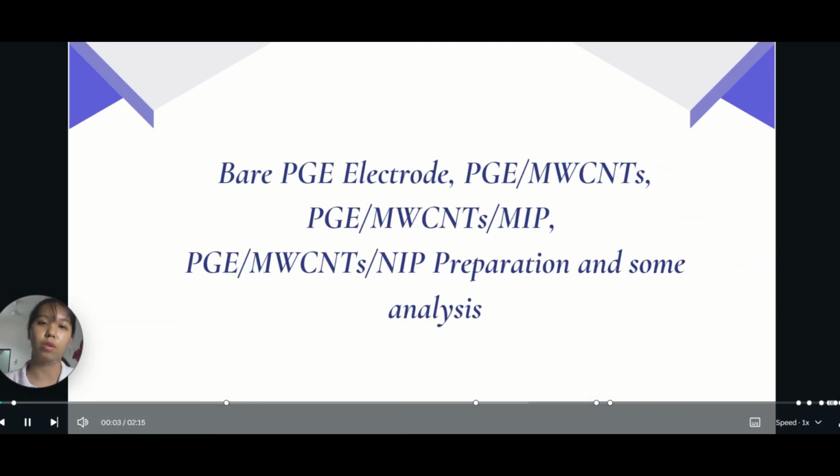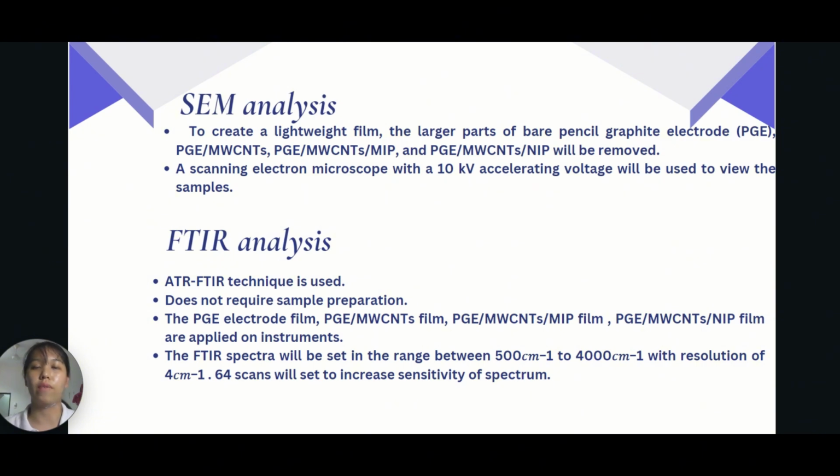PAPG electrode and also other electrode preparation and sample analysis. So we have SEM analysis. We need to create a lightweight film, so we need to remove the larger part of the electrode. After that, for the scanning electron microscope, we just set the 10 kV accelerating voltage to image the sample. ATR-FTIR does not require sample preparation, just set the range between 500 cm^-1 and also 4000 cm^-1, with a resolution of 4 cm^-1, and then 64 scans to increase the sensitivity of the spectrum.